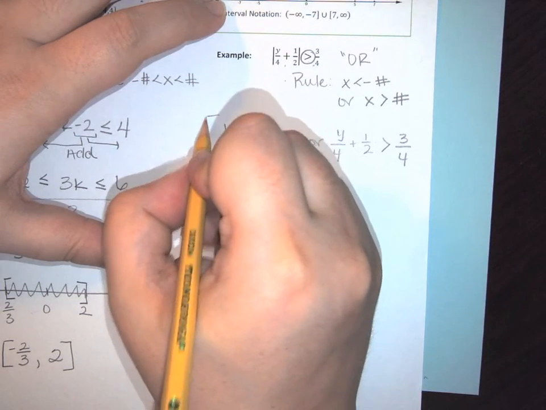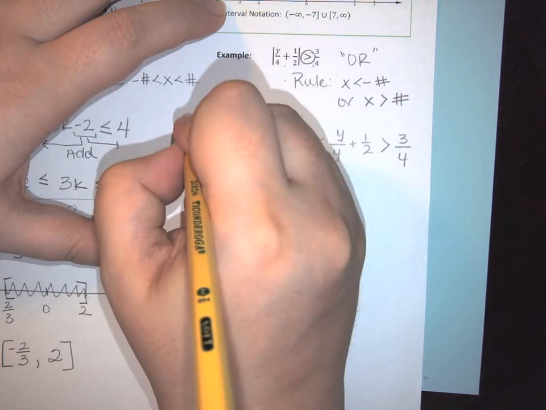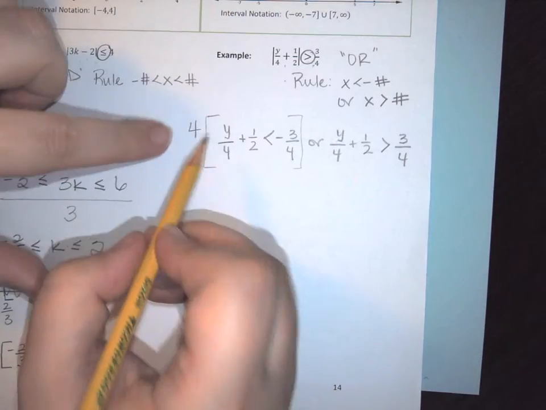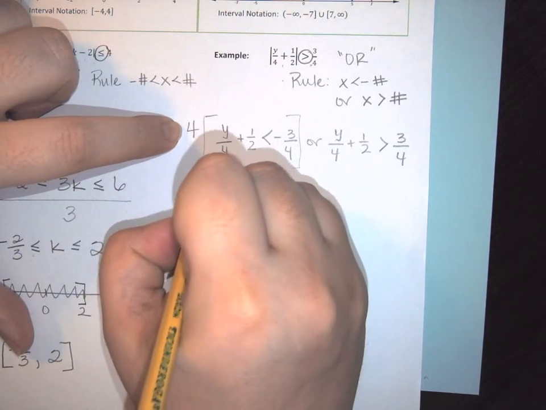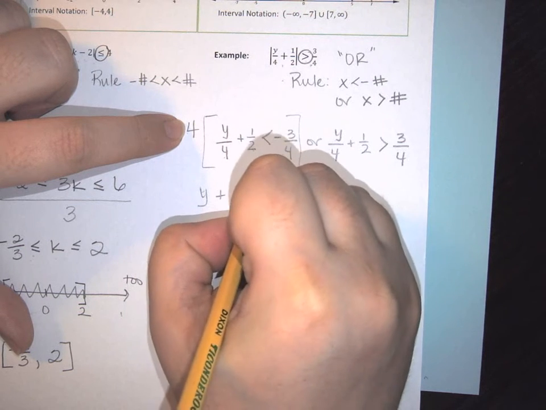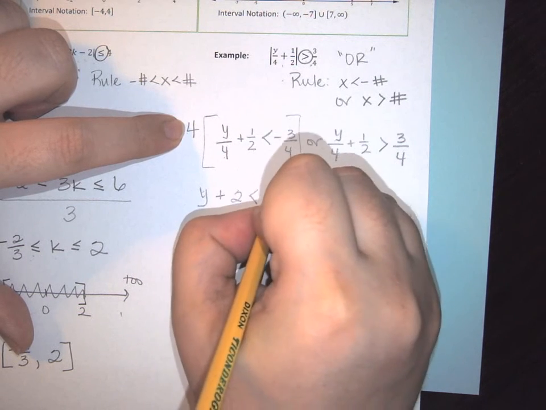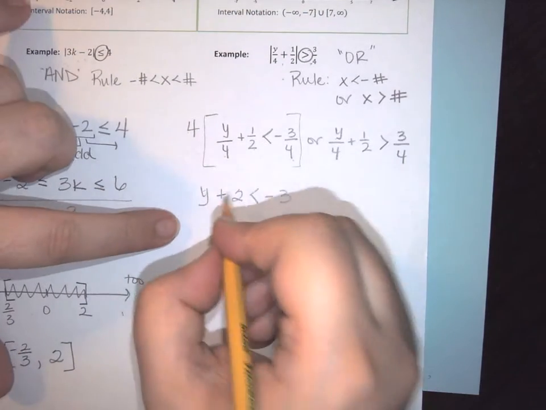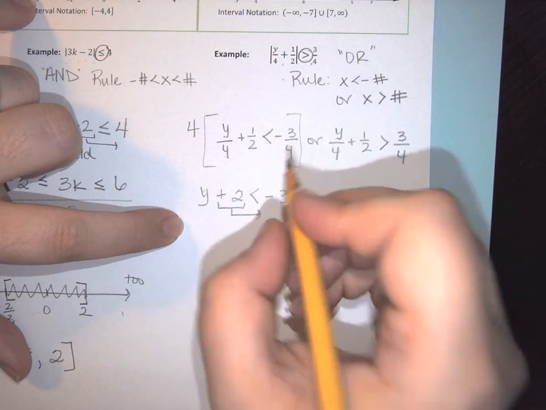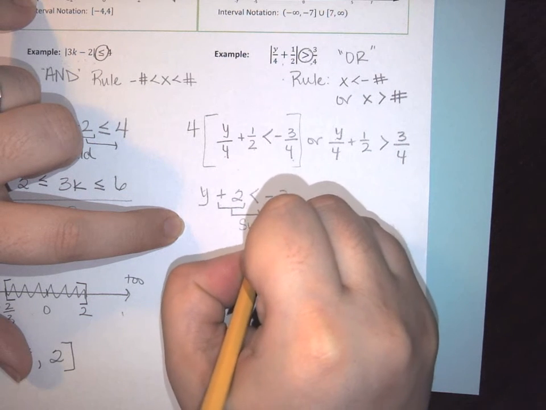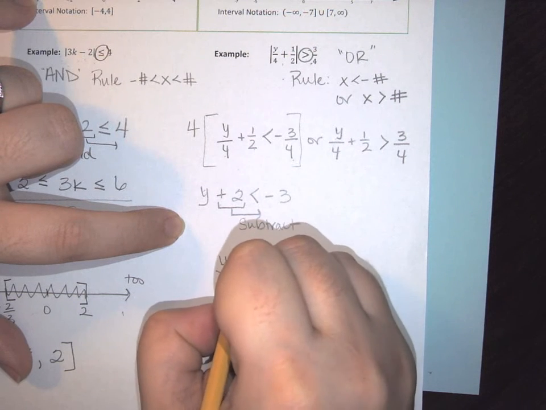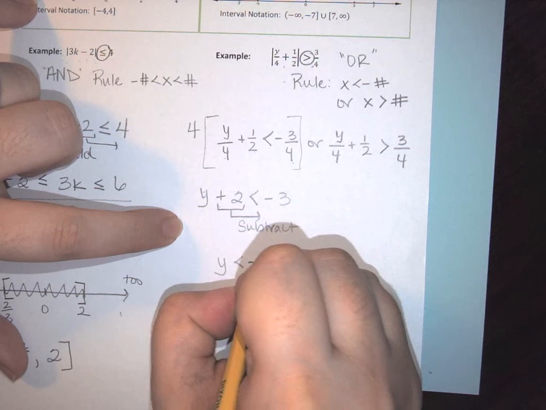So the first thing that I would do is I would take this equation and I would multiply the whole thing by 4, thus removing my fraction. So here 4 over 4 cancels and leaves me with y. 4 over 2 cancels and leaves me with plus 2. My sign stays the same. 4 over 4 cancels, leaves me with negative 3. I then need to take this 2, move it to the other side. Because my 2 is positive, to move it says I have to subtract. So I end up with y being less than negative 5.